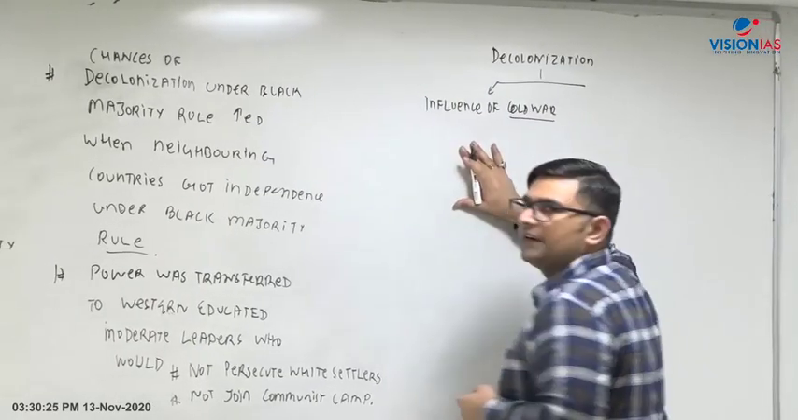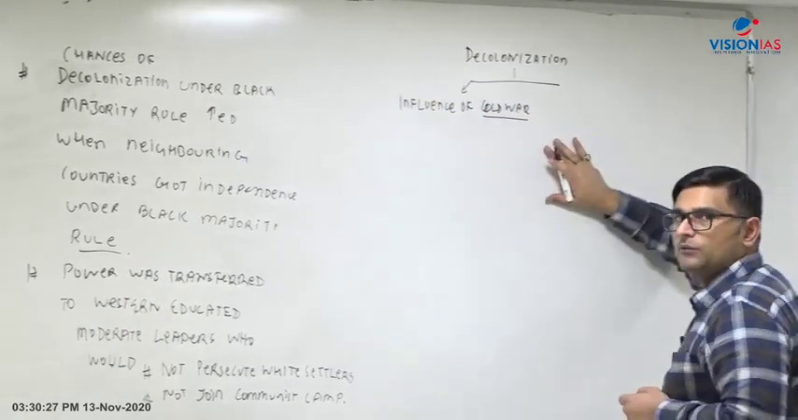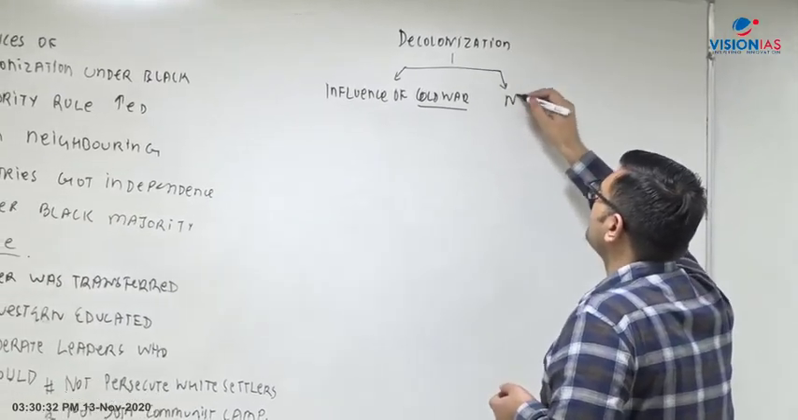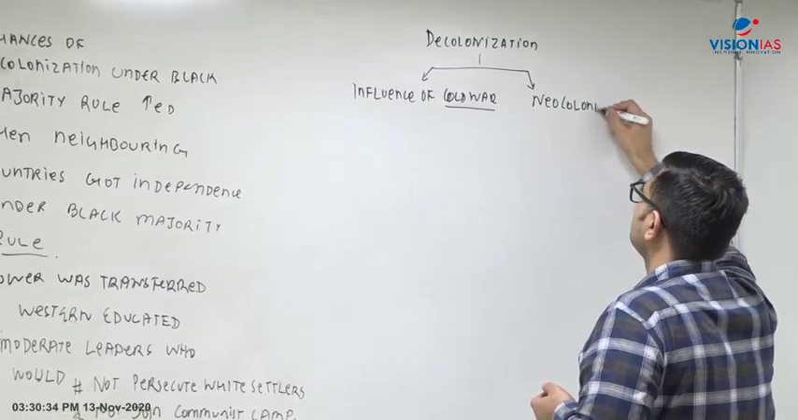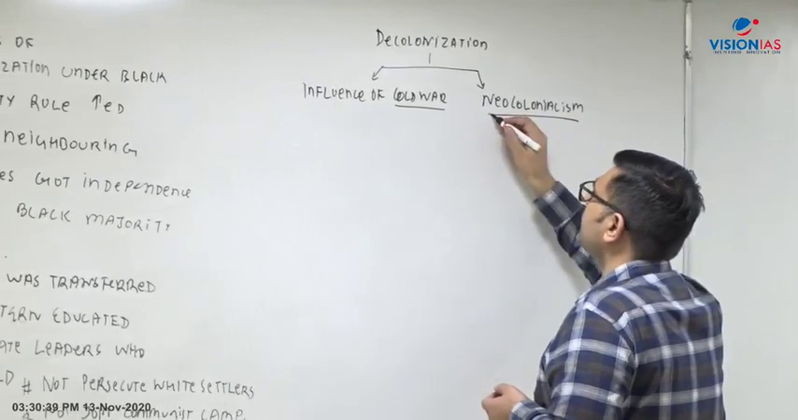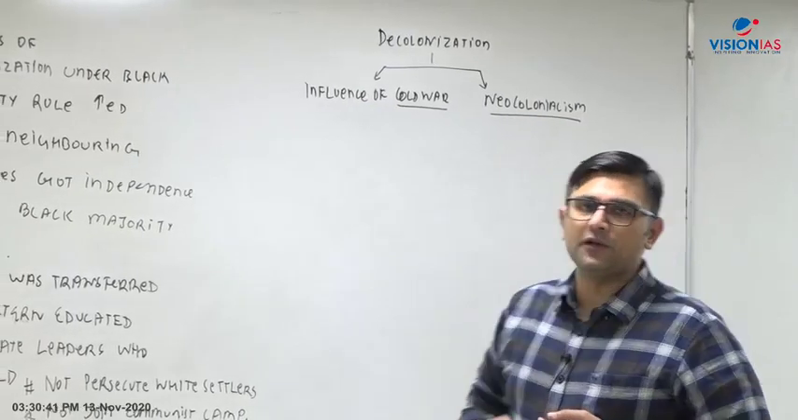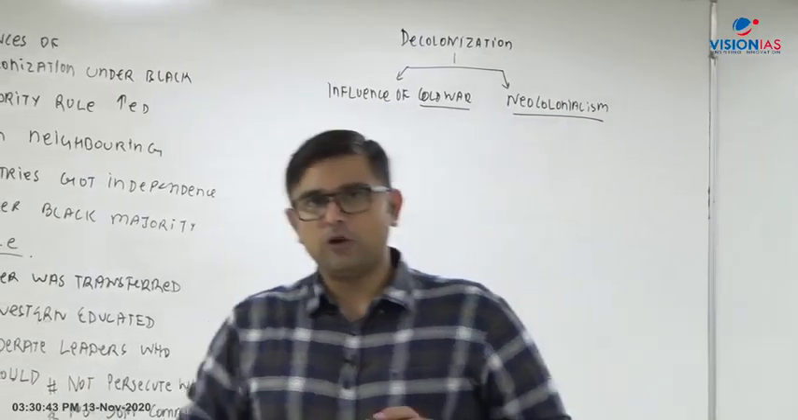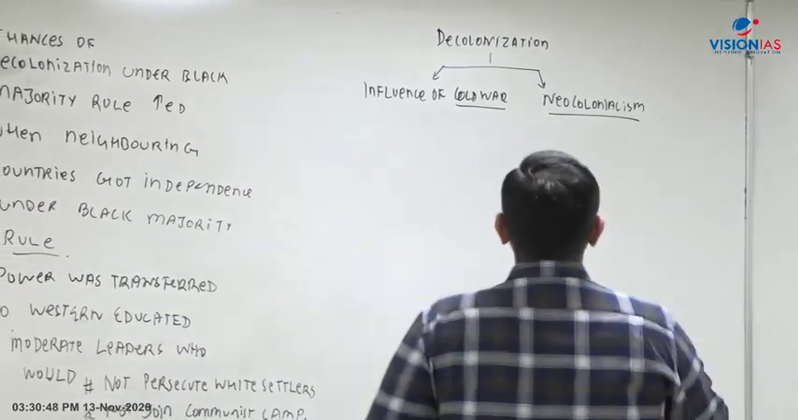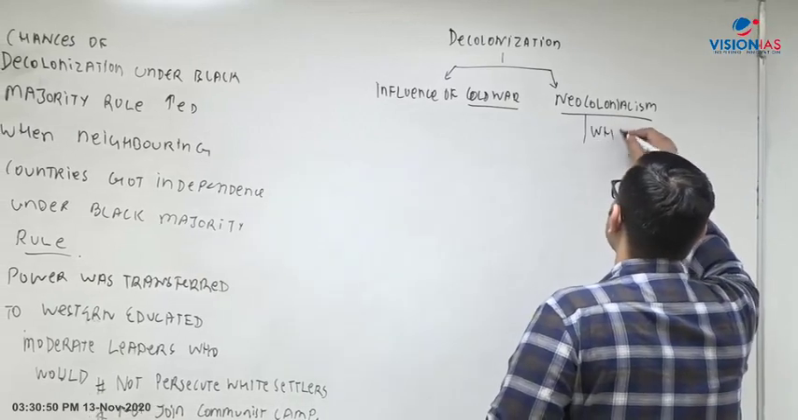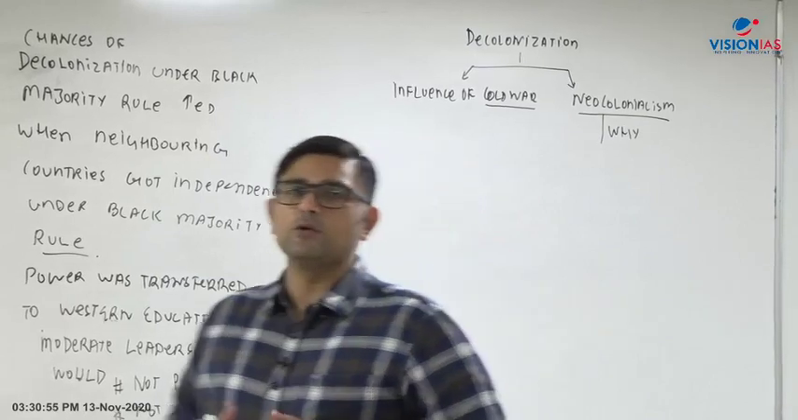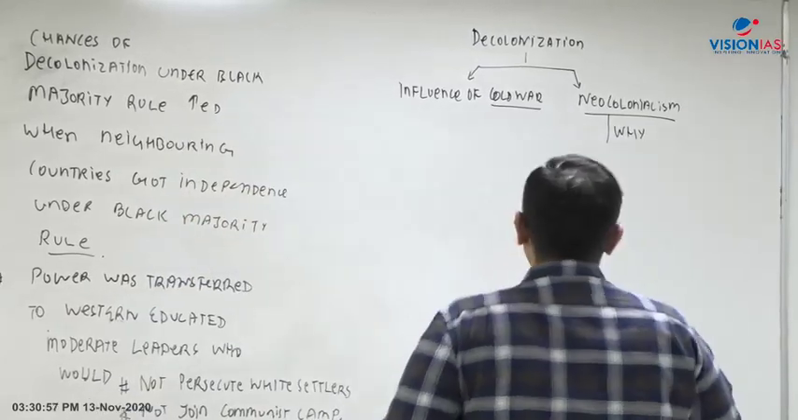For example, some of the countries became communist, like Angola became communist, SWAPO was a communist organization. And second aspect is neocolonialism. Neocolonialism basically meant that the erstwhile colonial power continued to economically exploit the colony despite decolonization. The important aspect is why this neocolonialism happened? The reason for it is actually pretty simple. We have already discussed it when we discussed colonialism in Africa. So two, three factors are there.